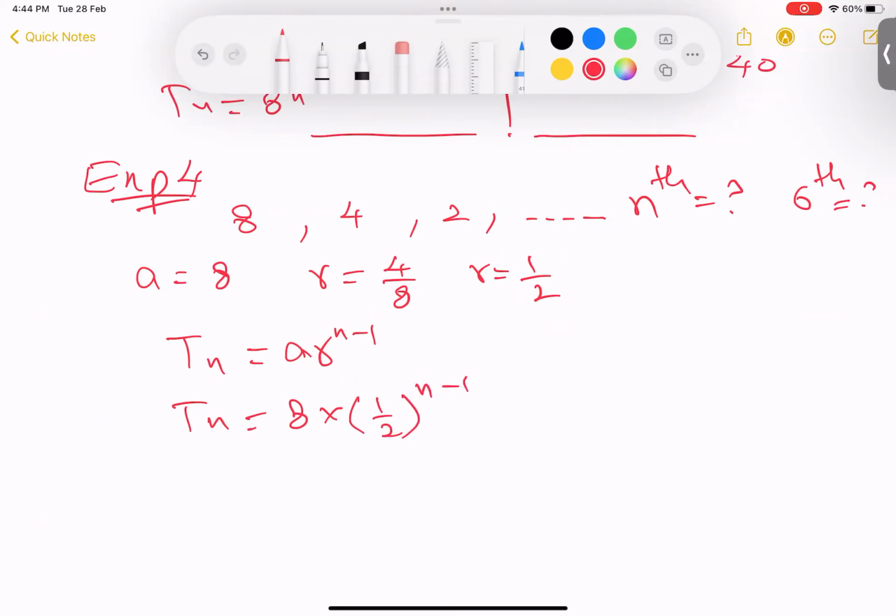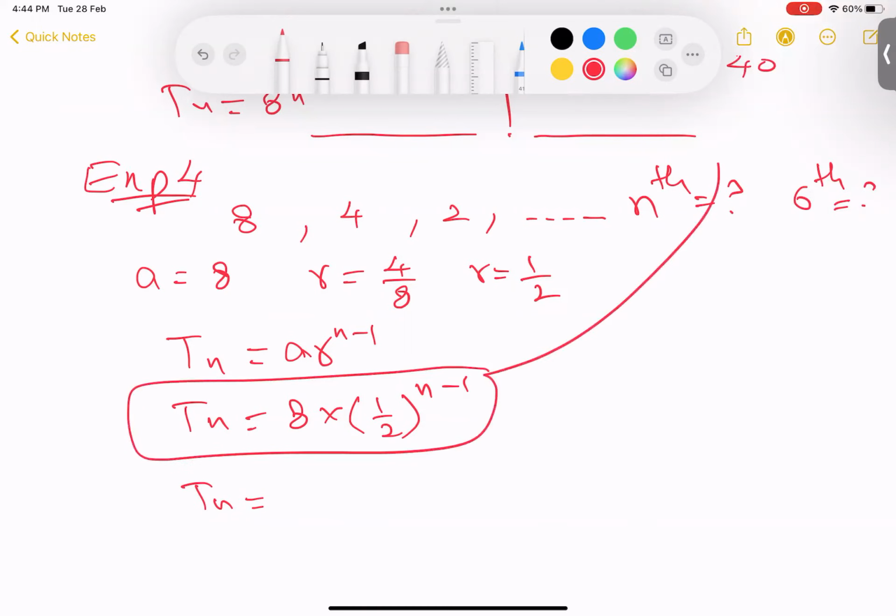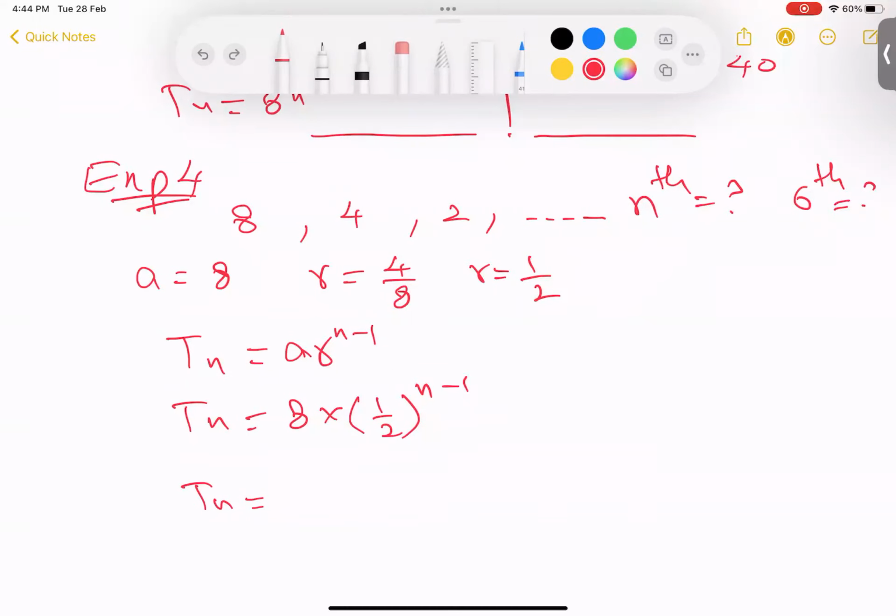You can stop even here. If you stop here, no problem at all. But logically, you should not stop. If they say simplify, you are bound to simplify. Actually, this is my answer for the nth term. But if they say simplify, how to simplify? Do you know the power n minus 1: the upper number separate, and the down number separate.